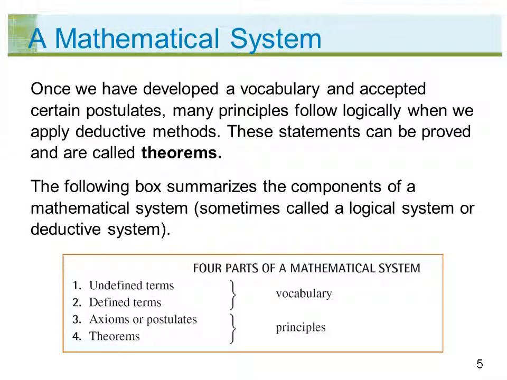4 parts of a mathematical system. Number 1, undefined terms. Number 2, defined terms, vocabulary. Number 3, axioms or postulates. Number 4, theorems, principles.